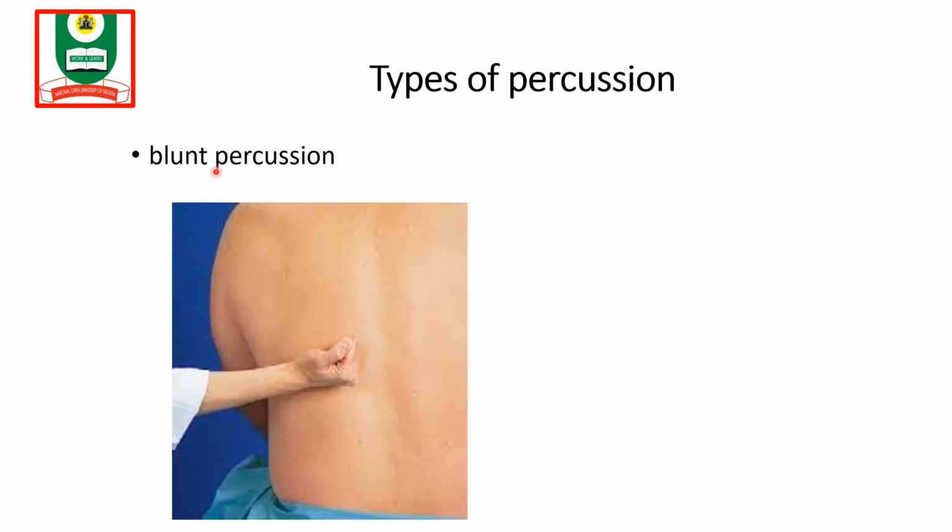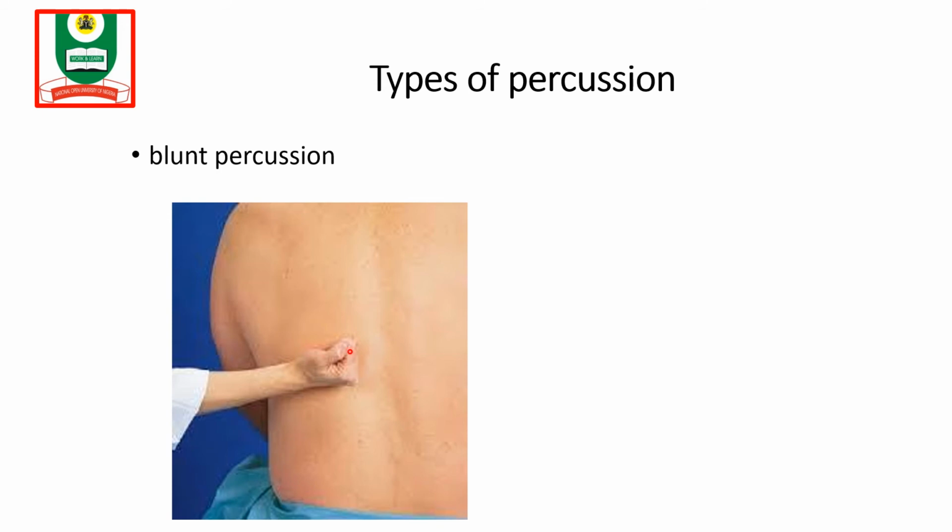The third type of percussion we are looking at is blunt percussion. This is performed by making a fist. The nurse makes a fist and uses the inner side of the fisted hand to strike the location to be assessed. When you strike the site, there should be a sound generated, and that sound is what you use to evaluate whether it is normal or deviates from normal.